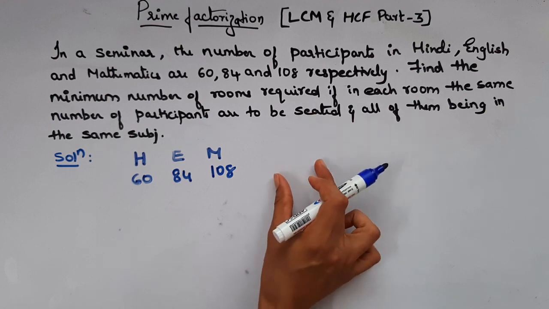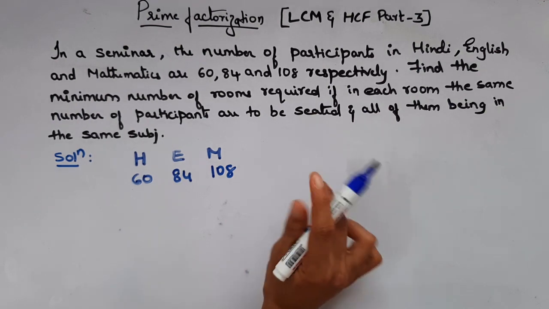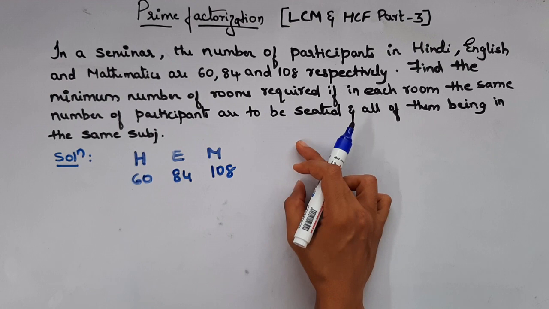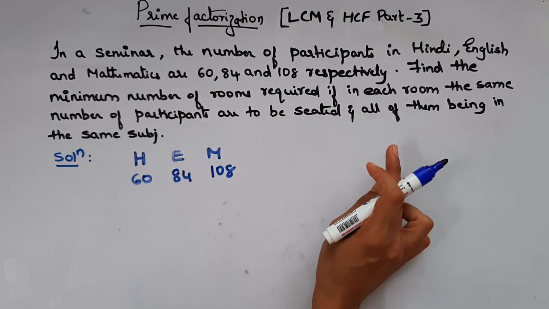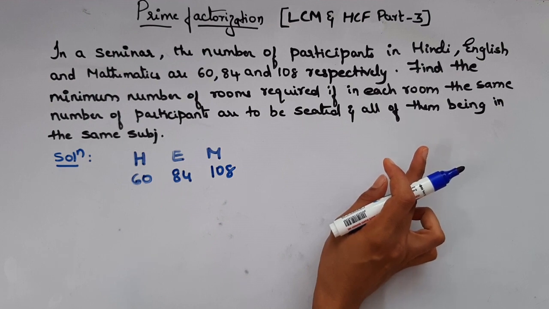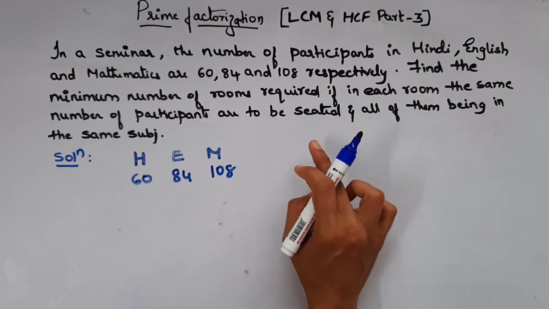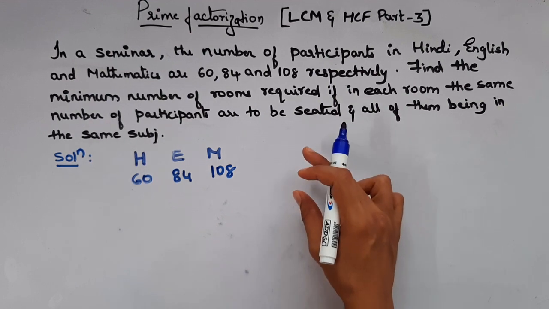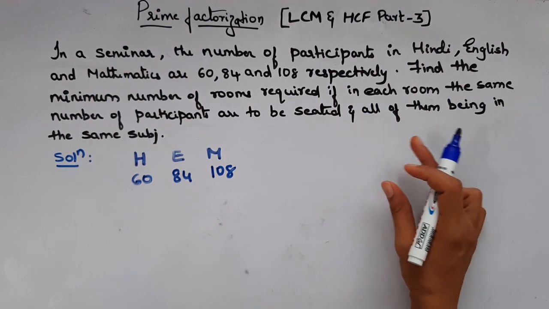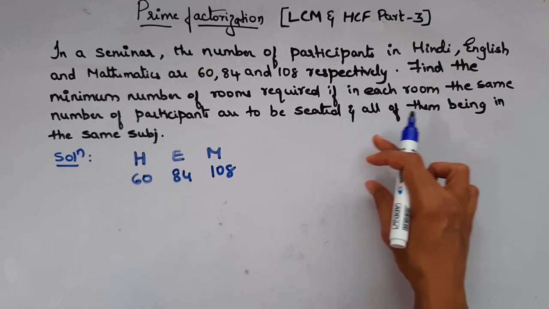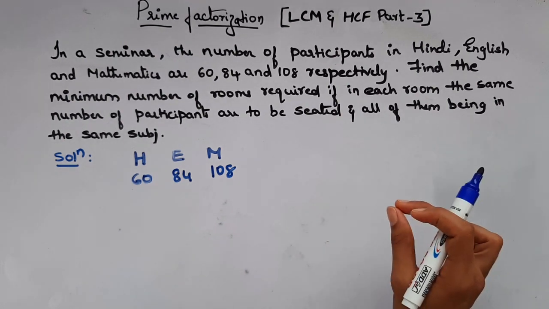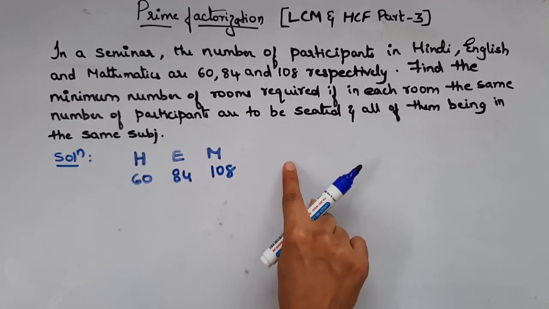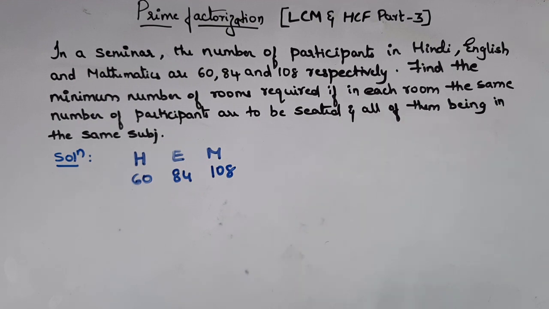We have to find the minimum number of rooms required such that in each room there must be an equal number of students or participants, plus they have to be of the same subject. I repeat, we have to find the minimum number of rooms such that in every room there must be an equal number of students, plus in each room the students must be of the same subject.